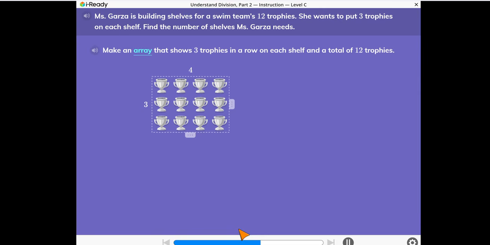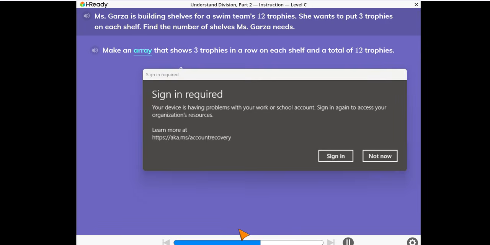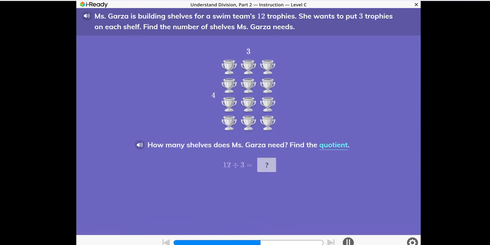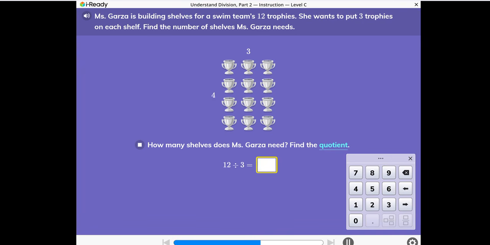The array does show 12 trophies, but let's show 3 trophies on each shelf like this. How many shelves does Ms. Garza need? Find the quotient.